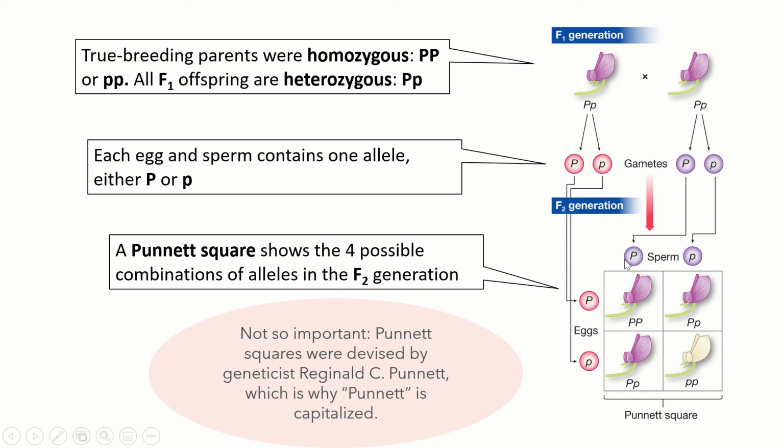If the offspring gets these two, then it is homozygous dominant. If it gets these two, it's heterozygous. If it gets these two, it's heterozygous. And if it gets these two, it's homozygous recessive. So we can see very visually clearly 3 purple to 1 white, and the ratio of the genotypes is 1 to 2 to 1. 1 homozygous dominant, 2 heterozygous, 1 homozygous recessive.